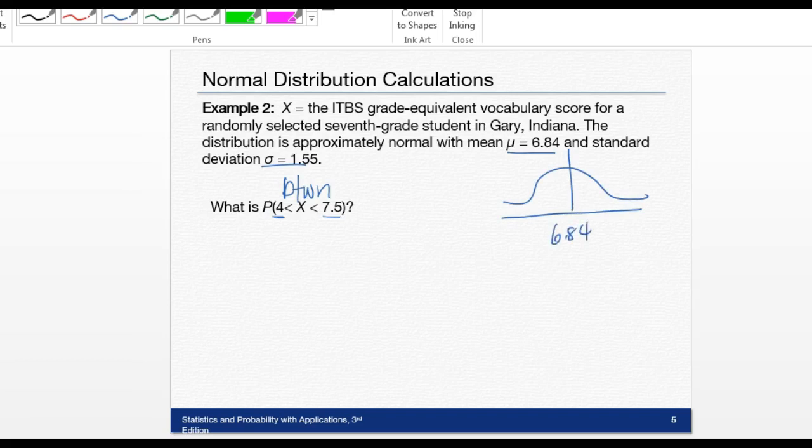6.84 is my mean. And then I label my boundaries, okay? 4 is less than 6, so it goes here. 7.5 is over here somewhere. And I want the between area. I want just this area in here.